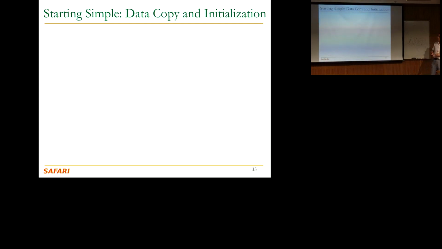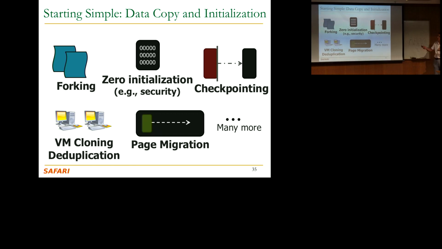It's an important problem. So, it's used in many applications, data copy and initialization. For example, it's very important for security. All operating systems have a zero-page pool that I know of. They zero the pages and then supply them to processes that need it. Forking leads to copy on writes, checkpointing, virtual machine cloning and deduplication, and many other things, page migration. These are all page copies.